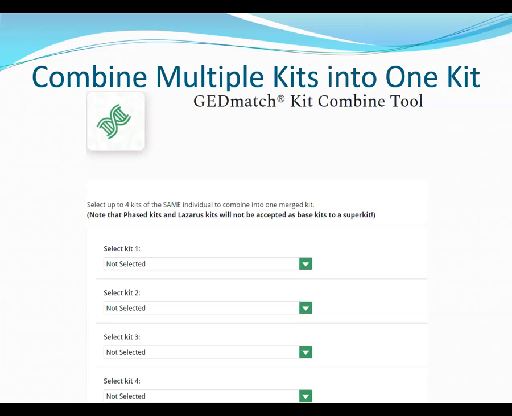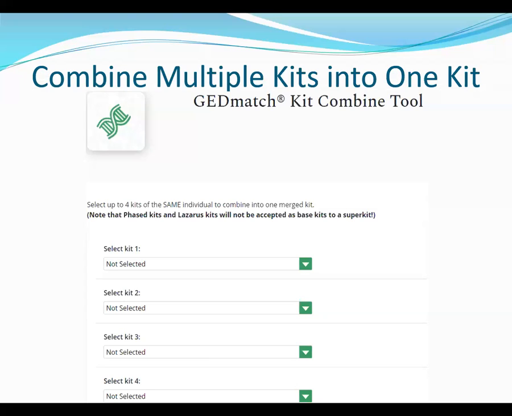So that would include a recent 23andMe kit or a MyHeritage kit or a Family Finder kit from Family Tree DNA, and combine those. You can combine multiple kits up to a total of 4 in this.